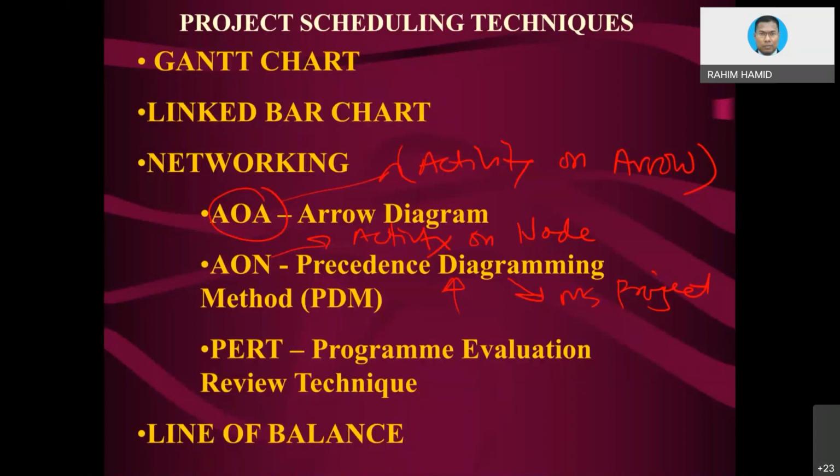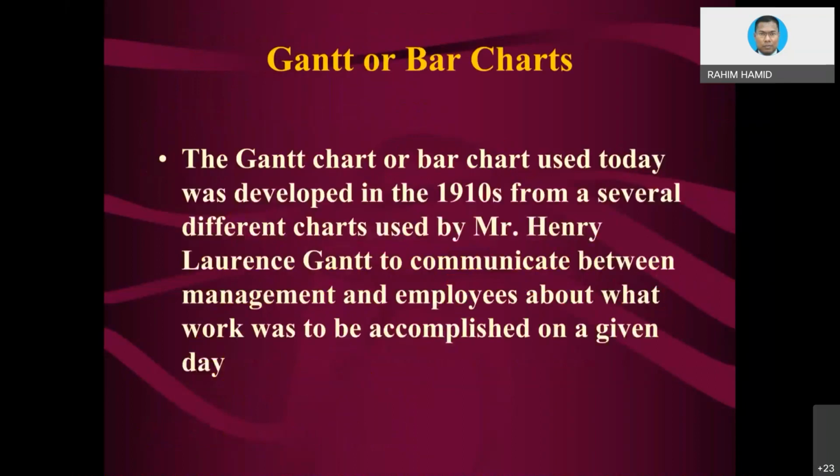PERT, P-E-R-T, PERT diagram. PERT diagram is basically derived from arrow diagram. So arrow diagram was invented first, then subsequently PERT diagram was there, which basically uses the application of arrow diagram in order to reflect something. Then lastly is line of balance. Now let's go into network diagram.